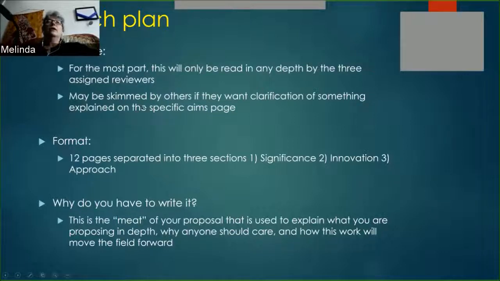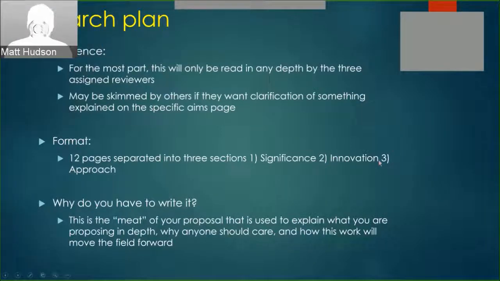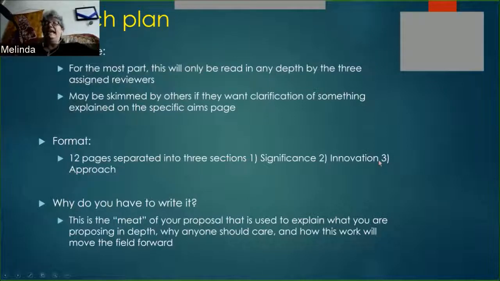Now, this research plan is 12 pages long, and it's separated into 3 sections. The first is the significance, the second is the innovation, and the third is the approach. So note, there is not a section that talks about specific aims. I'm talking about preliminary data per se. However, you need to give preliminary data woven into these sections.